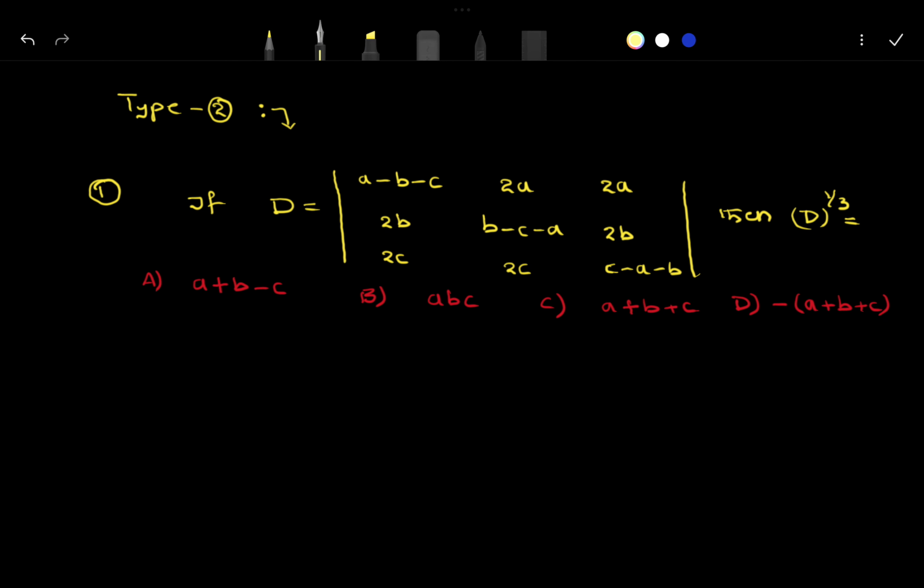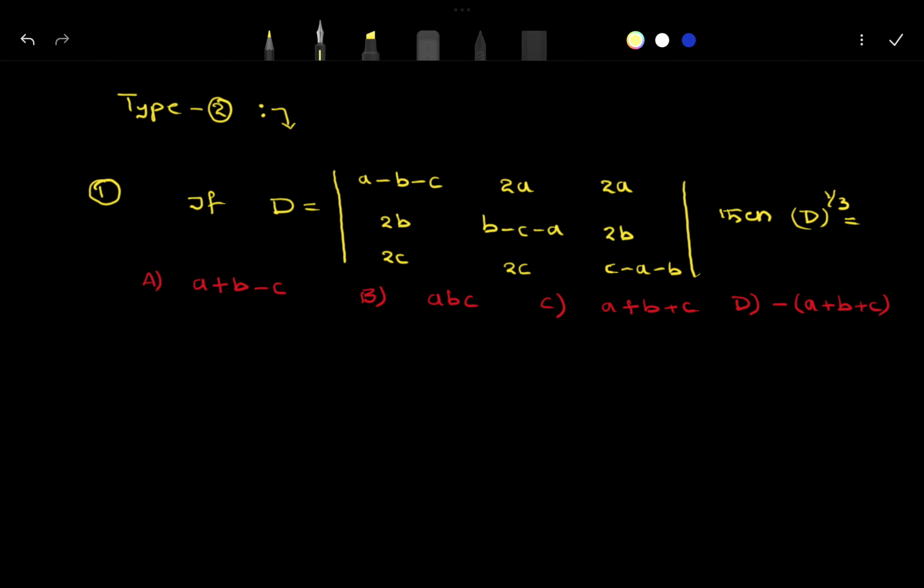Hello viewers, today we are going to discuss the most important model problems in determinants. See, here in this problem, D is equal to the determinant of A minus B minus C, 2A, 2A; 2B, B minus C minus A, 2B; 2C, 2C, C minus A minus B. Then we have to find D to the power 1 by 3. All these model problems we will do by considering that A, B, C are numerical values.